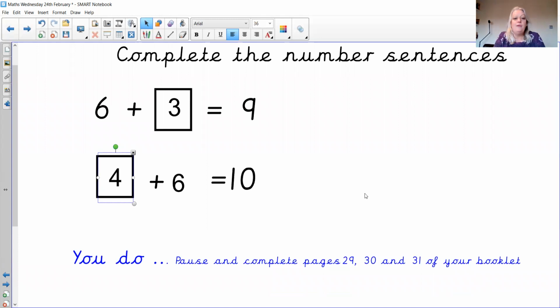Fantastic. So could you now pause the video and complete pages 29, 30 and 31 of your booklet? They are just the same types of questions that we've been going through on this video.